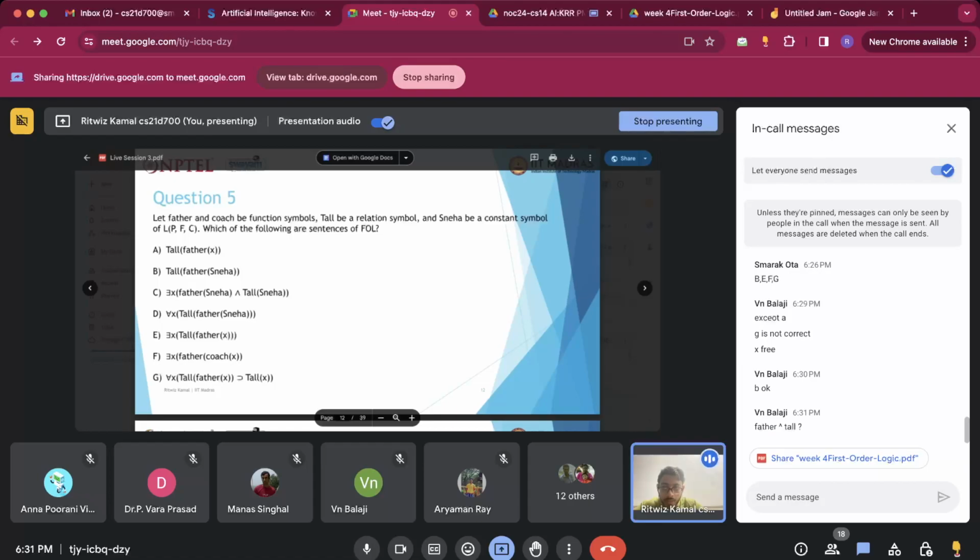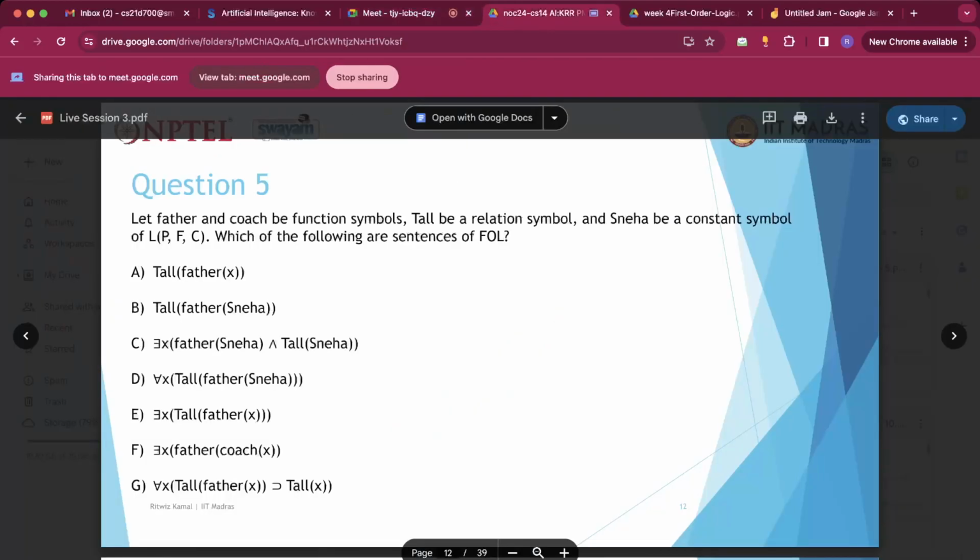Yeah, so remember there are two things over here. Father bracket Sneha, this is, father is a function. Tall is a predicate. Yes, it has an and symbol, but we are not talking about atomic formulas over here, right? We're talking about a sentence over here.